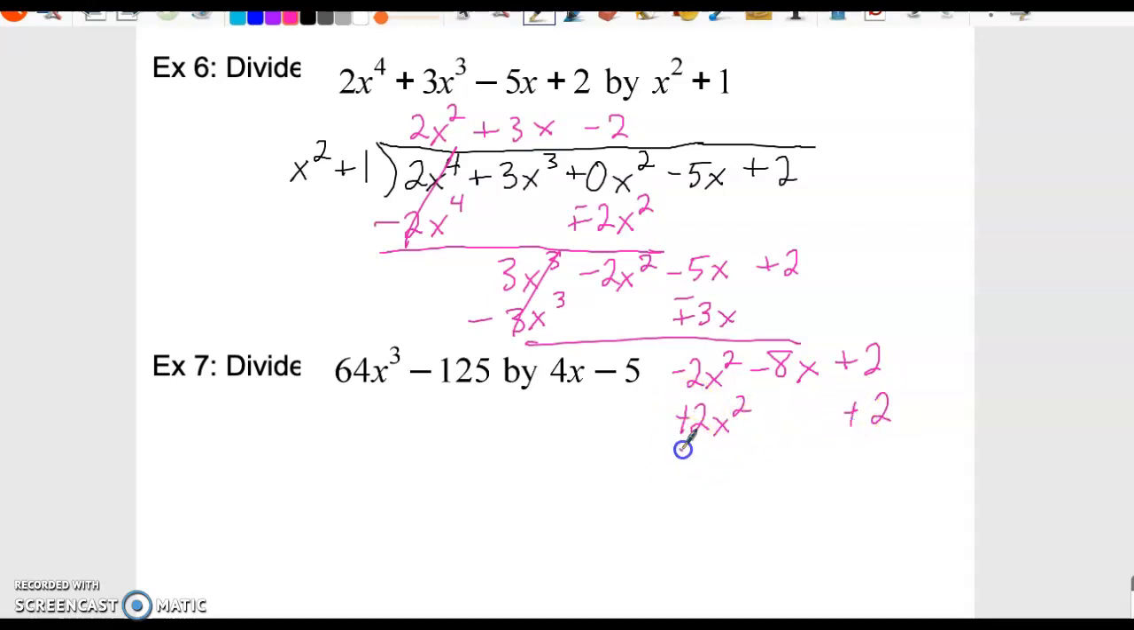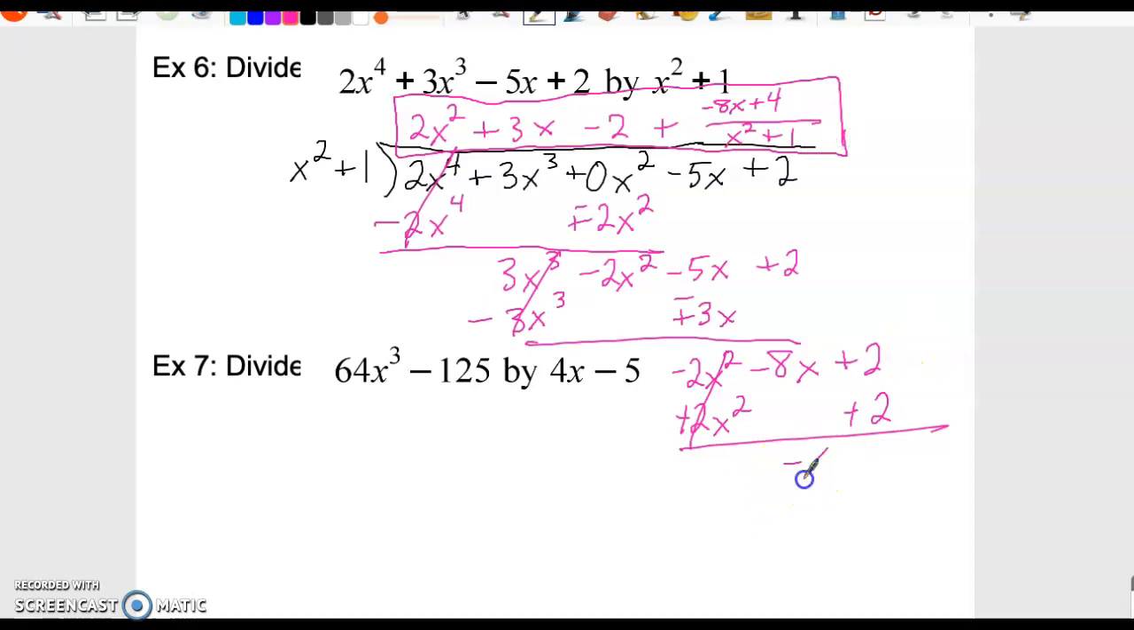And change the sign. So this cancels. And my remainder, I like to put a plus, by the way, minus 8x plus 4 over what I divided by, x squared plus 1. If you ever get stuck with the remainder, you can stop when the degree down here, negative 8x plus 4, the degree is smaller than what I divided by. The degree 1 is smaller than x squared. So I'm going to pick up on exercise 7 in the next video.